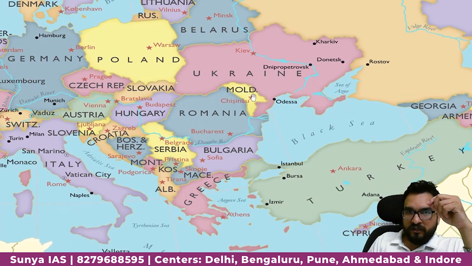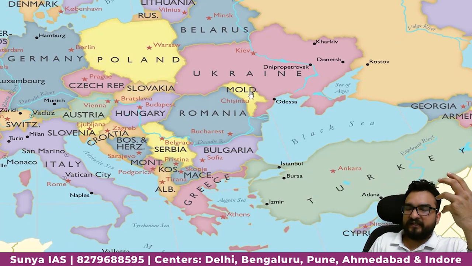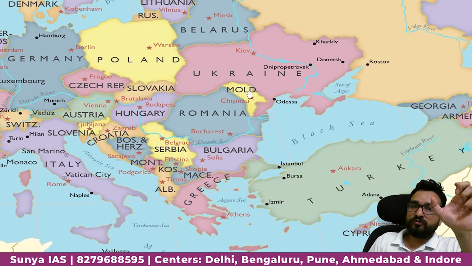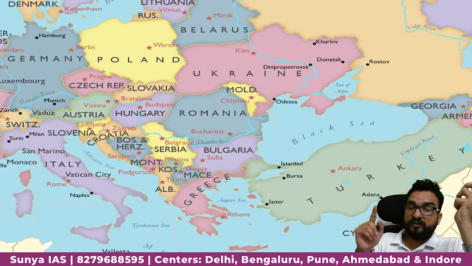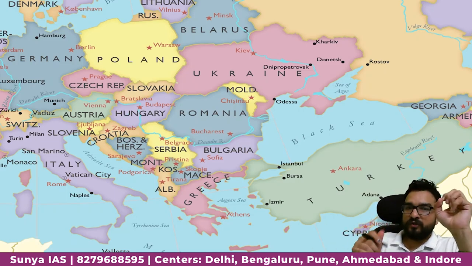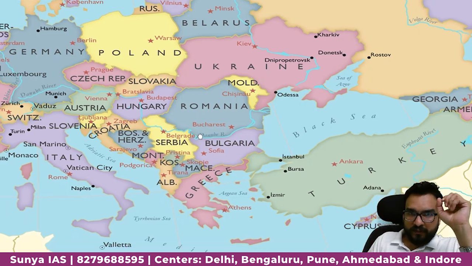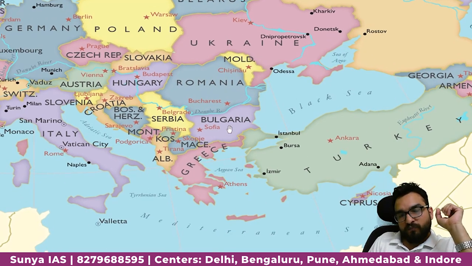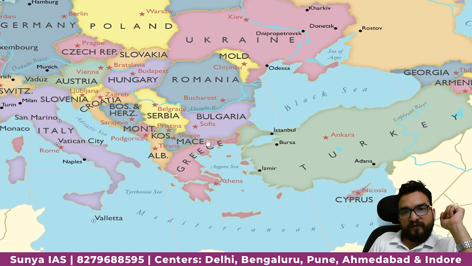Over here, Moldova, M-O-L, Moldova, basically it is written as, check the spelling from the atlas also. If still it is confusing, then directly type on Google. Don't waste your time searching here and there. On Google, in only 2 seconds you will know it. Romania, Bulgaria, and then over here, Greece is not touching, when Turkey is touching the Black Sea.